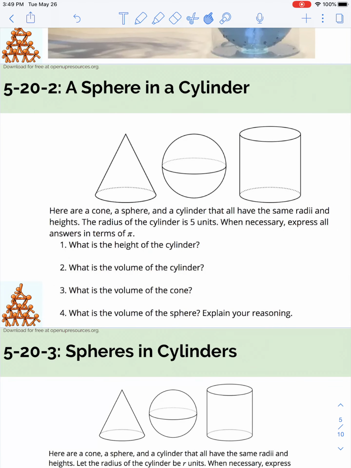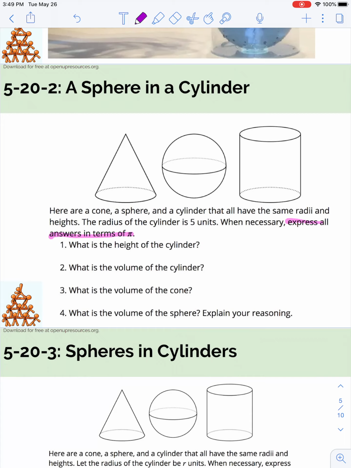Okay, so activity 2 gives you a sphere, a cone, and a cylinder, and it says they have the same radius and the same heights. The radius of the cylinder is 5 units. Express all answers in terms of pi. A lot of you didn't know what this meant on the quiz, and all it means is write your answer with pi. Don't multiply it out.